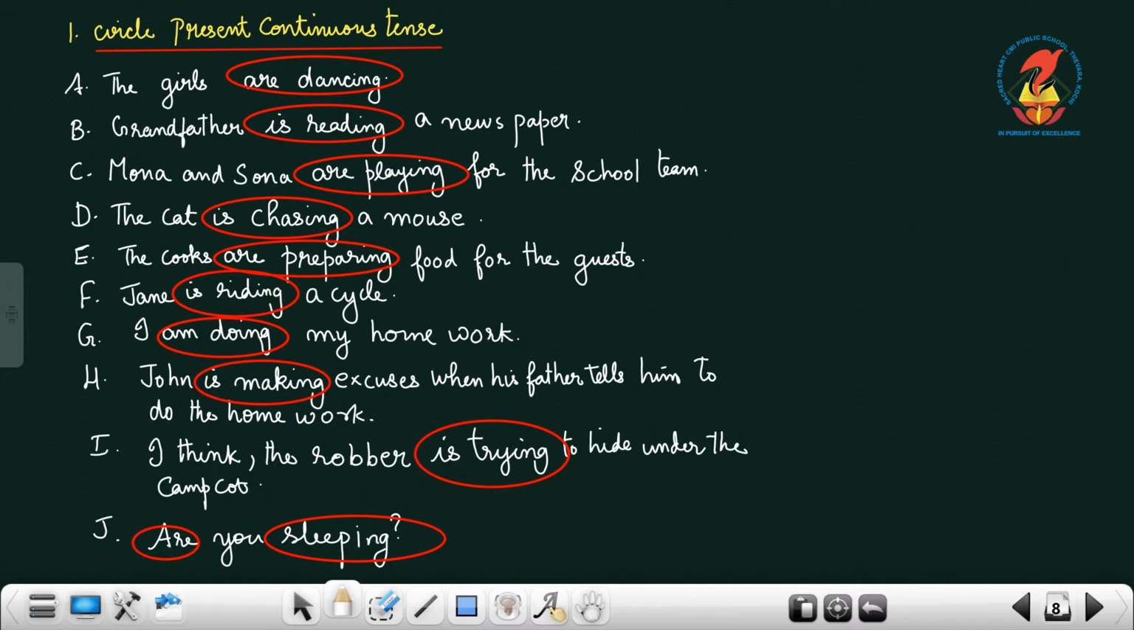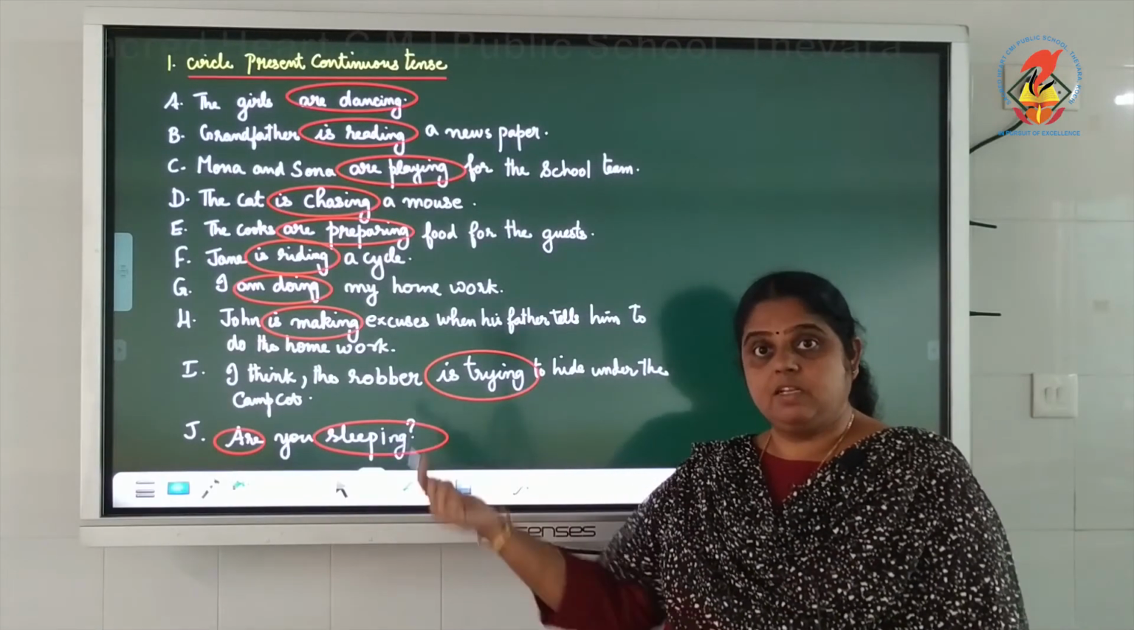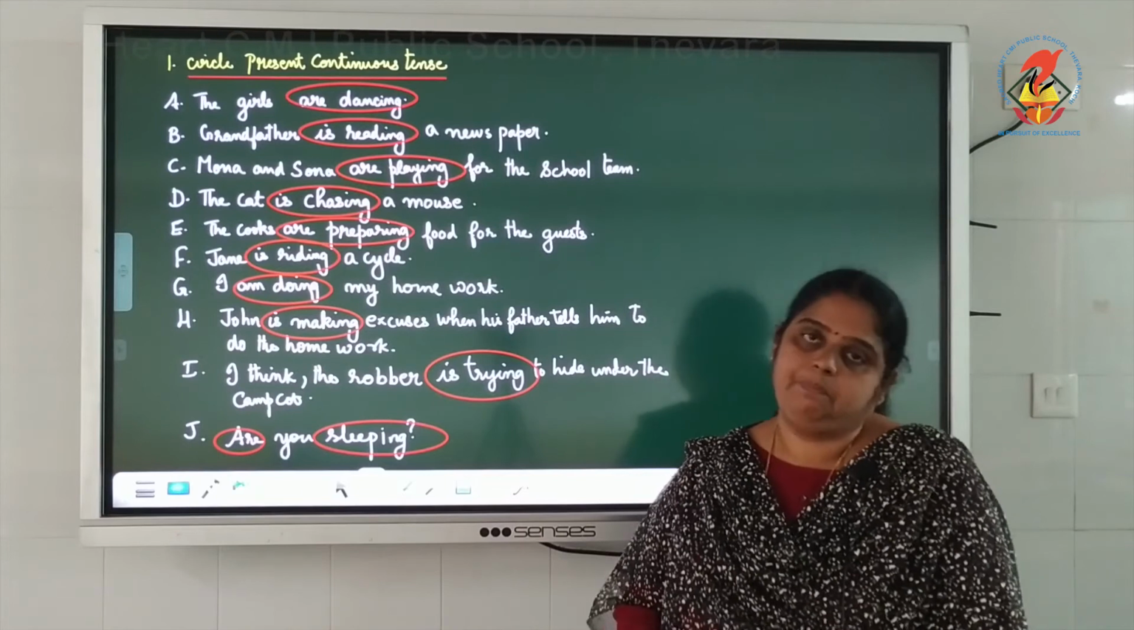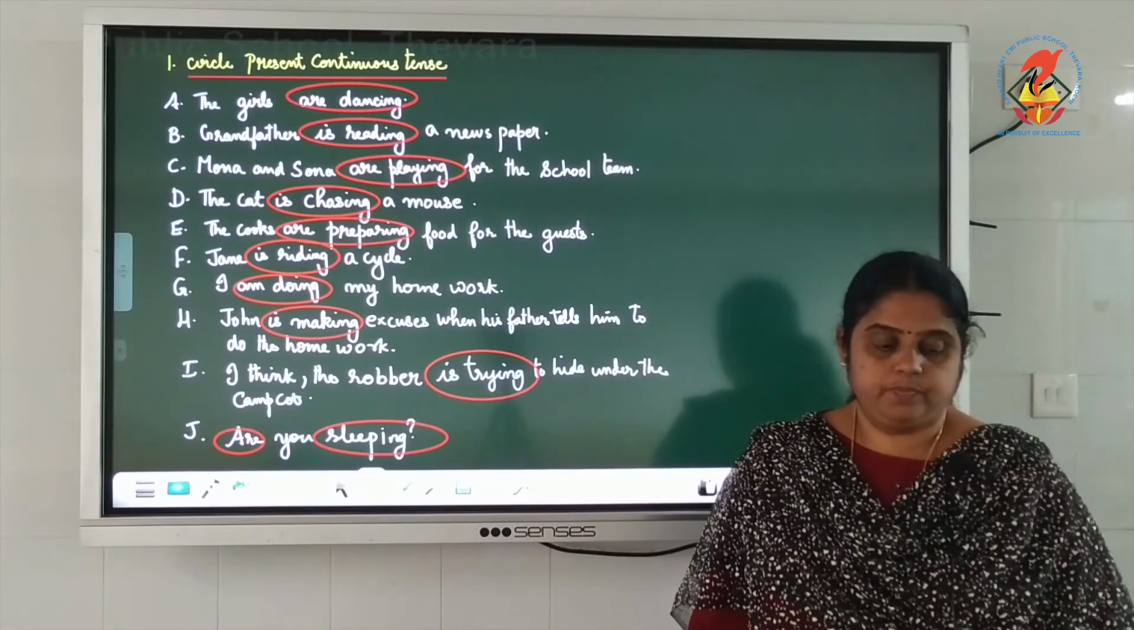Then last one, are you sleeping? It's a question. Are you sleeping? Actually it is you are sleeping. So which is the simple present continuous tense coming? You can circle are and sleeping. Actually the sentence is you are sleeping. The question form is are you sleeping? Okay, I hope it's clear to you.